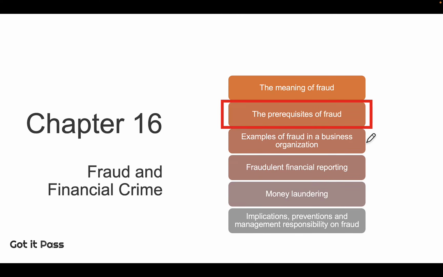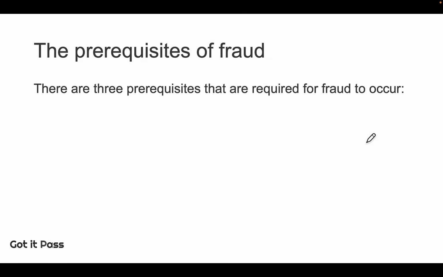So, just sharing the meaning of fraud. Right now, we would like to share about the prerequisites of fraud. There are 3 prerequisites that are required for fraud to occur. In other words, we have to see these 3 conditions exist so we can see the fraud. If just 1 or 2, then the fraud may not occur.